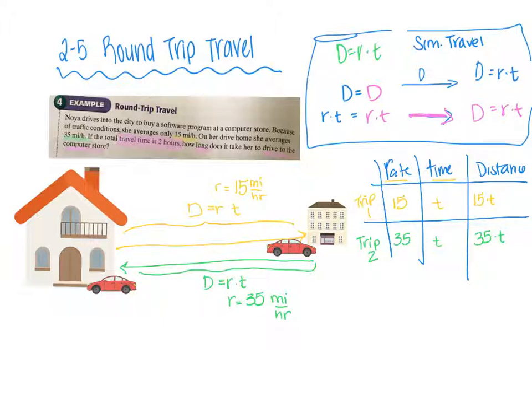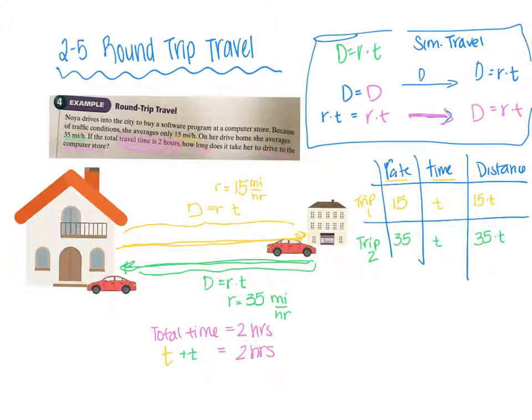Let's look back up here. Do I know anything about time? Oh, my total travel time. My total travel time is 2 hours. How do I express that? Well, if my total time is 2 hours, it's my yellow time, the time that it took me to get there, some portion of that, and the time it took me to come back was some part of that, and together it equals 2 hours.